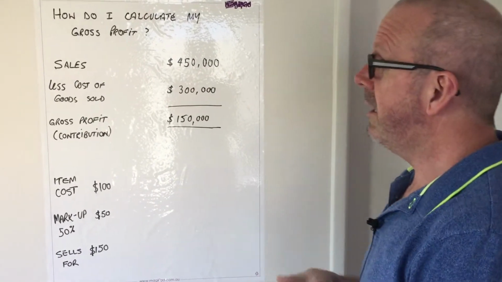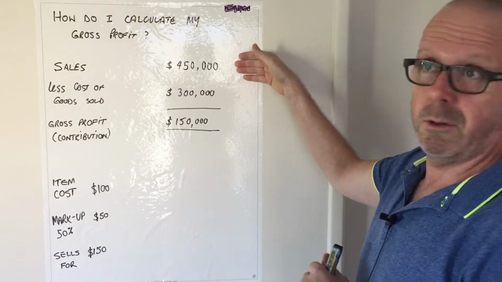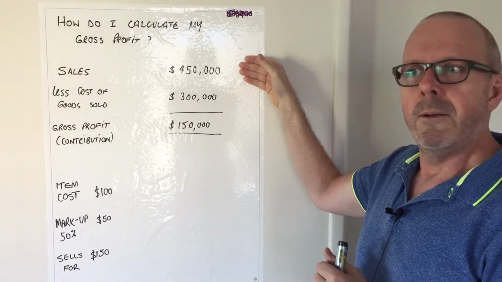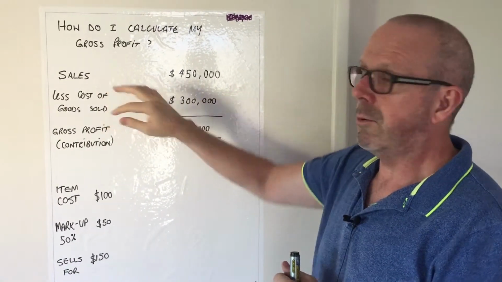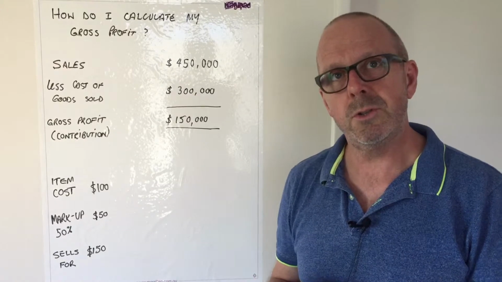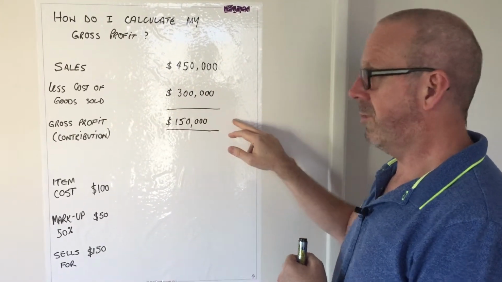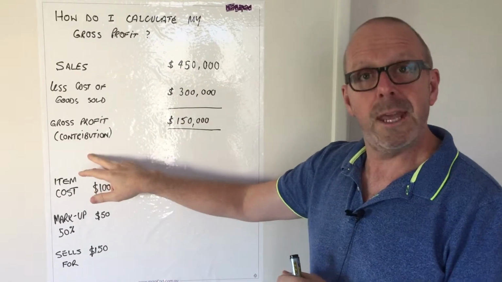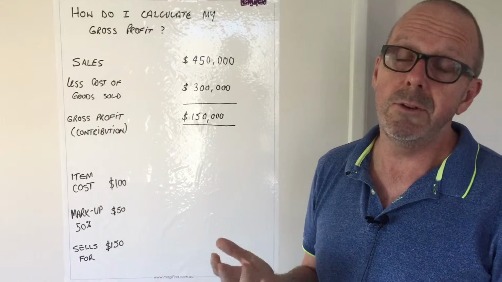So essentially, when you look at a set of financial statements, you'll see the top line will always have sales or revenue or your income essentially, and then usually you'll see a line or a set of lines called your cost of goods sold. So your sales less your cost of goods sold equals your gross profit in dollars. That's often nowadays called gross contribution. Same thing, just a different terminology.